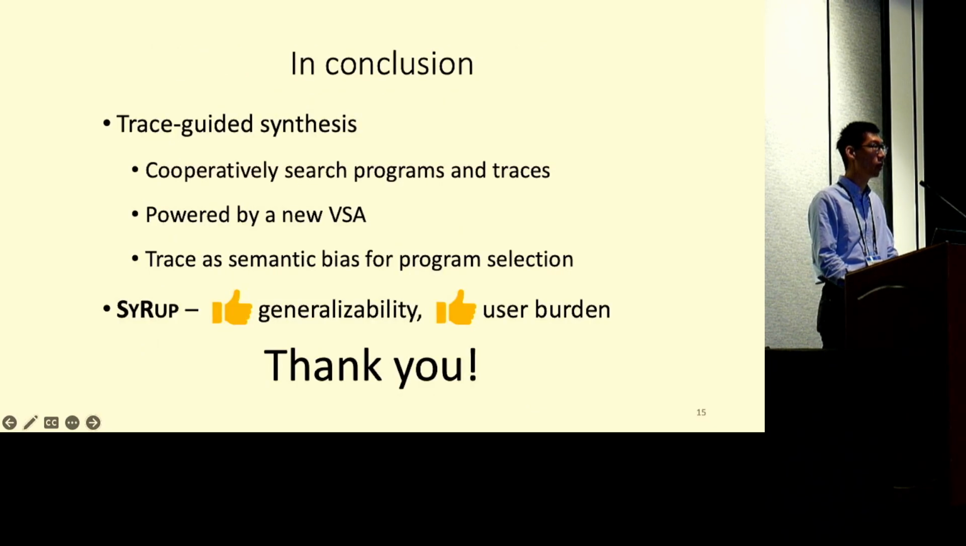In conclusion, we propose a trace-guided synthesis approach that cooperatively searches programs and traces. The synthesis is powered by a new version space algebra, and we use recursion trace as semantic bias to select the program returned to the user. As a result, we are able to find programs that generalize better without requiring much effort from the user.